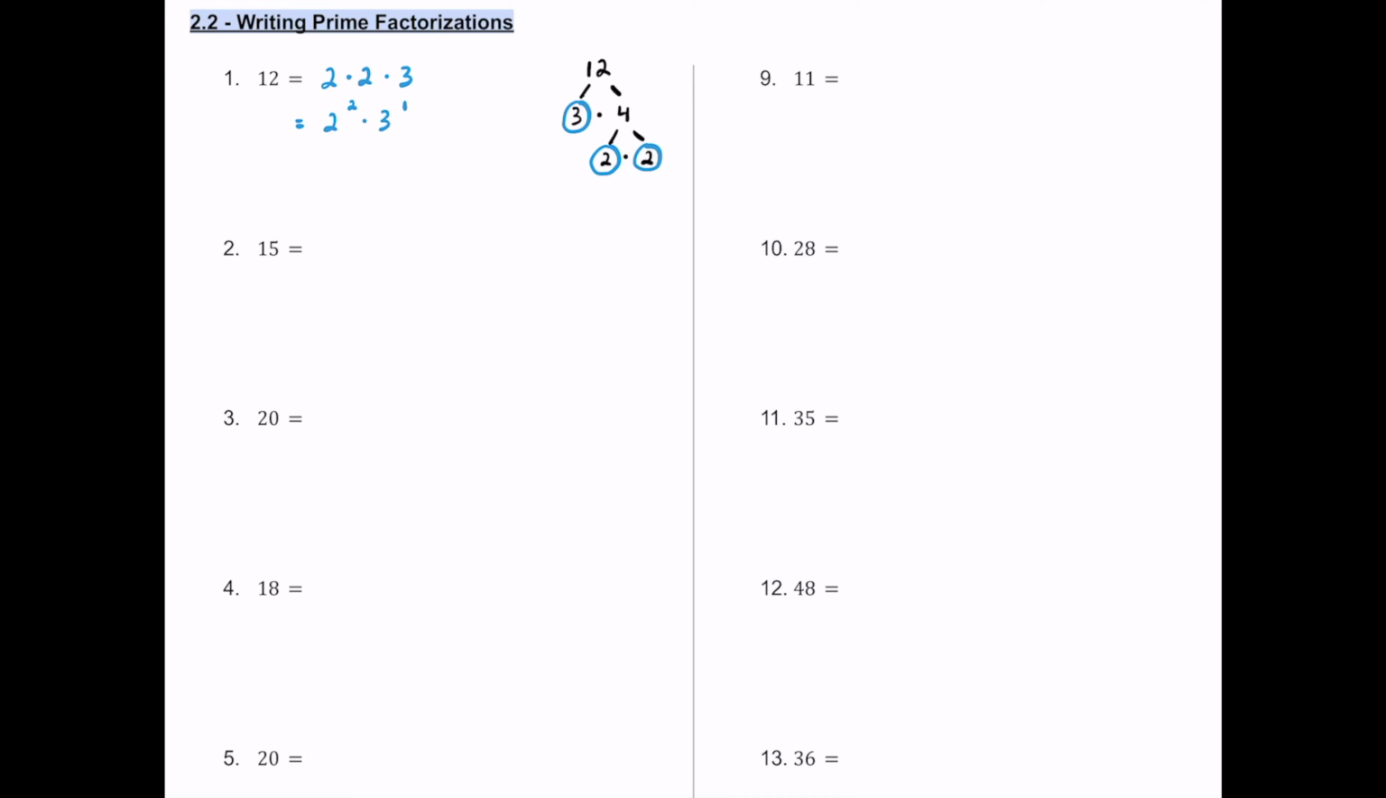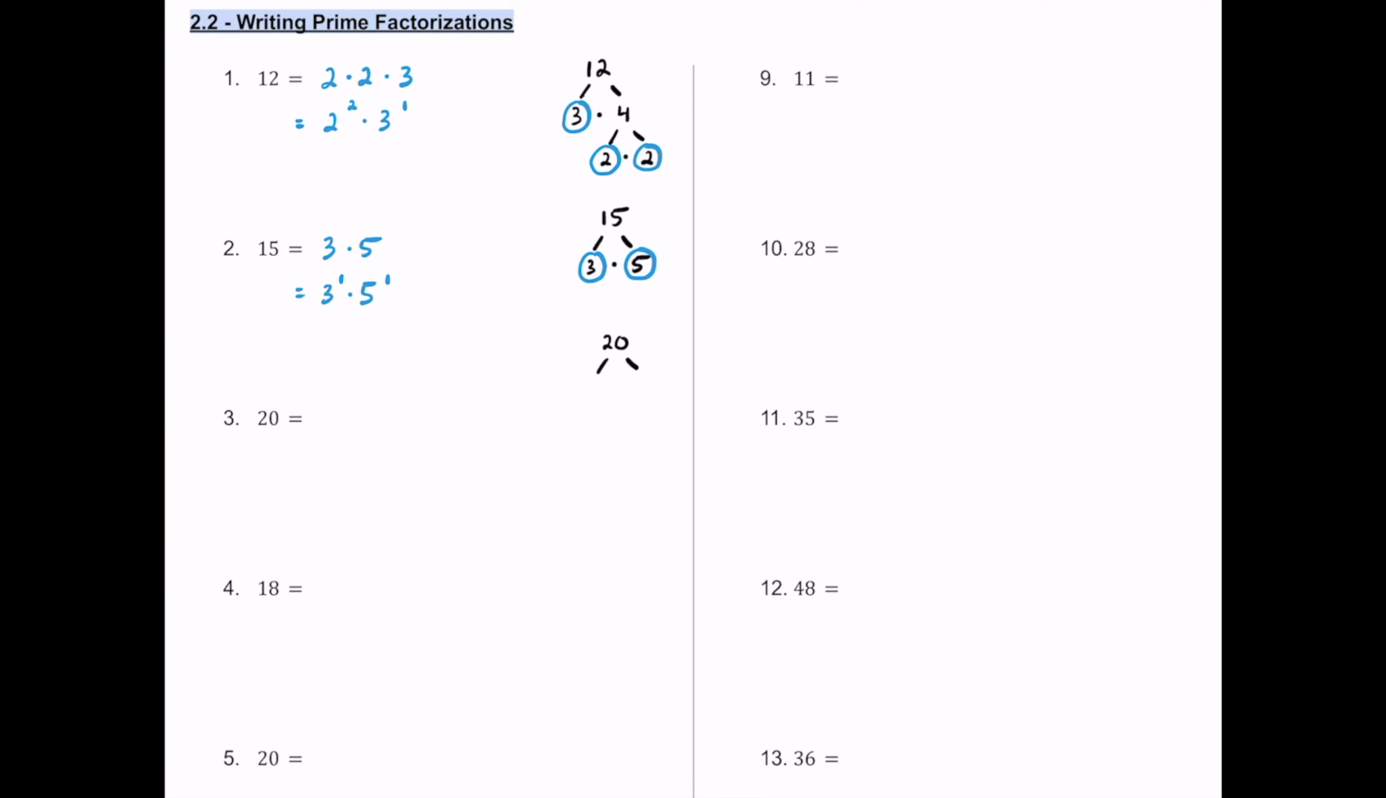Okay. For number 2, we have the number 15. 15 can break into 3 times 5. Okay. 3 happens to be prime and 5 also happens to be prime. So we can write the prime factorization for 15 is going to be 3 times 5. Using exponents, it's not really going to change, but we have one of these 3's and we have one of these 5's.